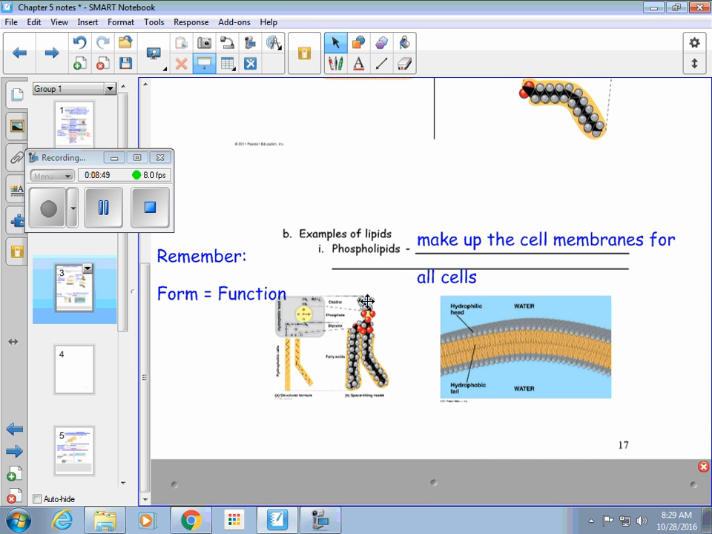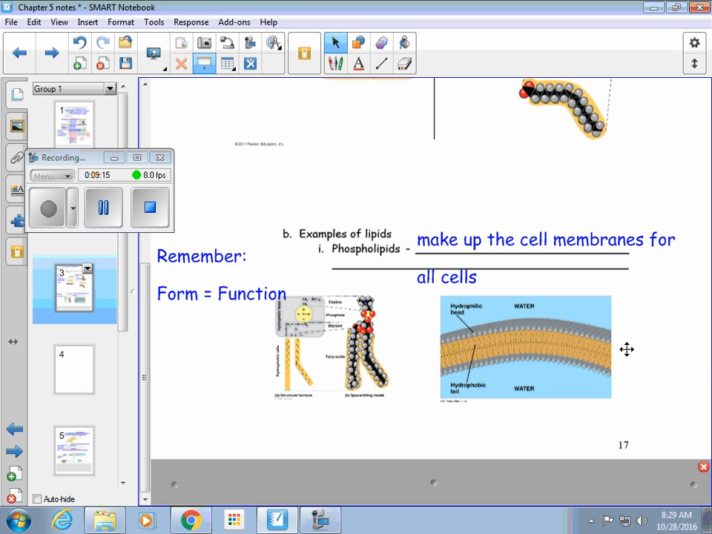Lipids in your body. A group called phospholipids. I've got 2 groups that I want to talk about here. Phospholipids is the first one. Phospholipids make up the cell membranes of all cells. All cells in your body, all cells in plants, bacteria, fungus, all cells of all living things are made up of phospholipids. And phospholipids are made up of a hydrophilic head and then a hydrophobic tail.